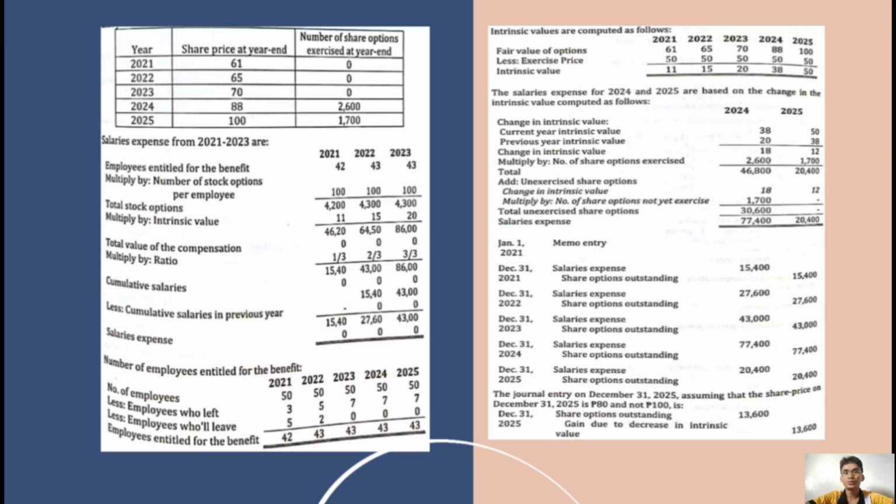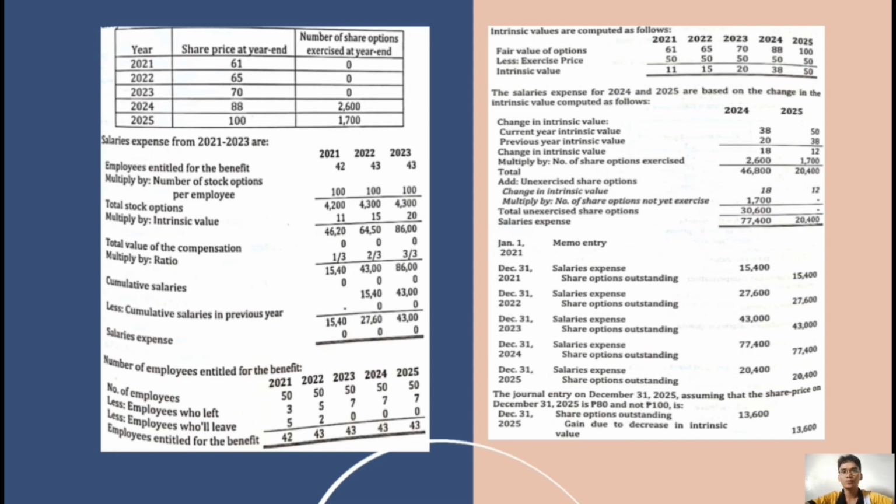First, we compute the change in intrinsic value. Change in intrinsic value equals current year intrinsic value less previous year intrinsic value. In the year 2024, the current year intrinsic value is 38 and the previous year intrinsic value is 20, which equals 18 change in intrinsic value. In 2025, the current year intrinsic value is 50 minus the previous intrinsic value of 38, which equals 12 change in intrinsic value.